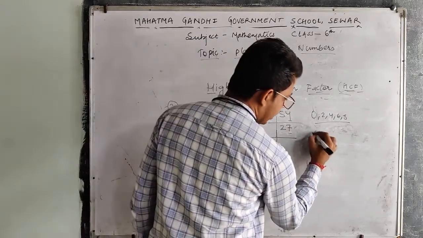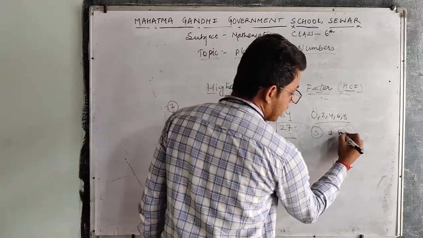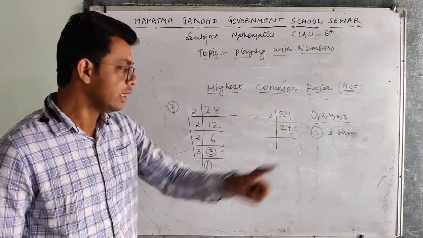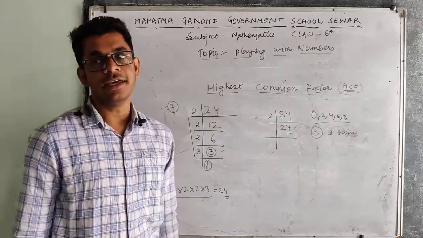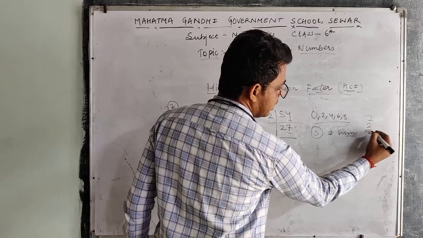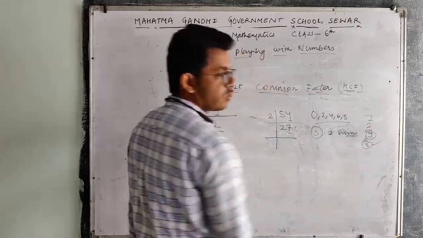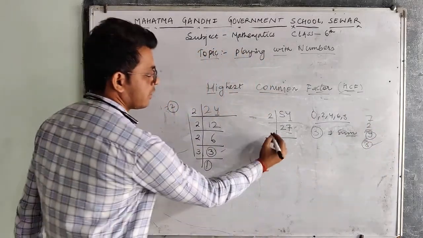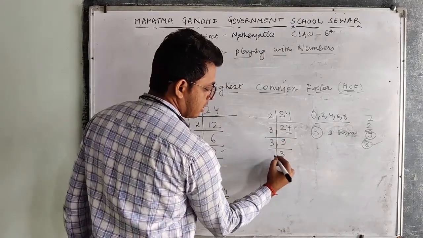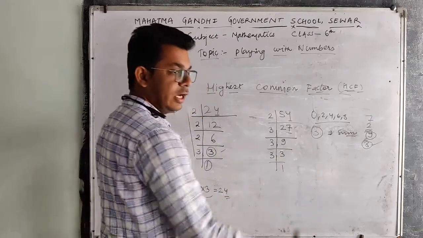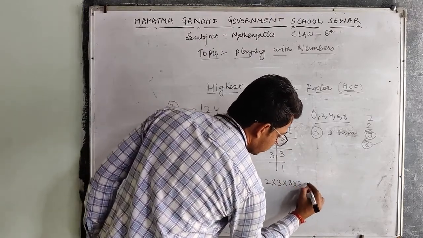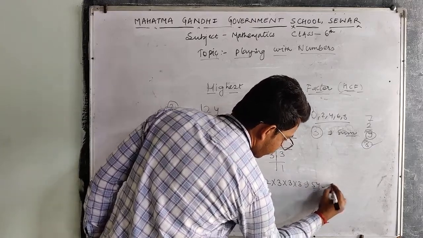What is the rule of 3? The sum of digits. If the sum of digits is divisible by 3, the number will be divisible by 3. The digits are 7 and 2. The sum is 9. 9 is divisible by 3. So we place 3 here. 3 9s are 27. 3 3s are 9, and 3 1s are 3. So 2 into 3 into 3 into 3 is equal to 54.